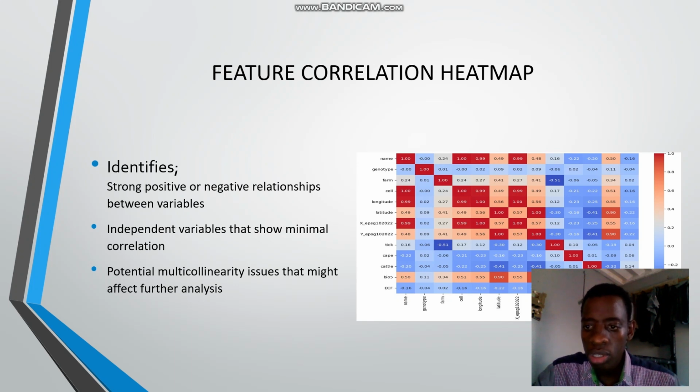The annotated values show the exact correlation coefficients, which helps us identify the strong positive or negative relationships between the variables. It also helps to identify the independent variables that show minimal correlations. Lastly, it helps to identify potential multicollinearity issues that might affect further analysis.